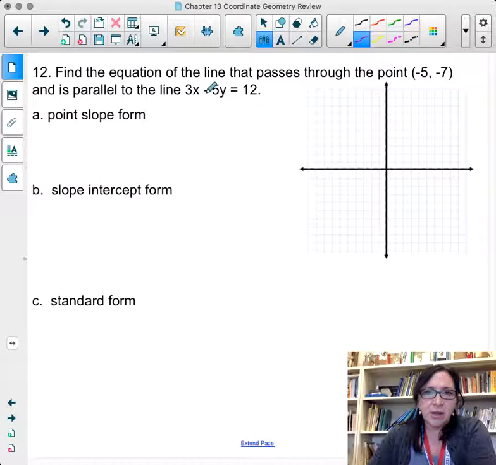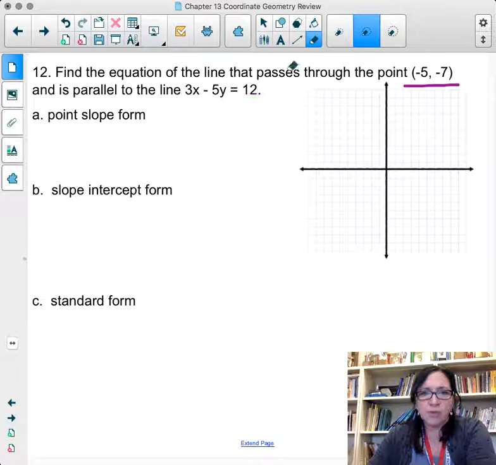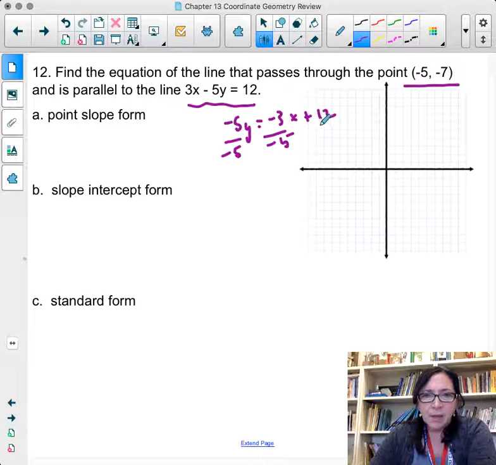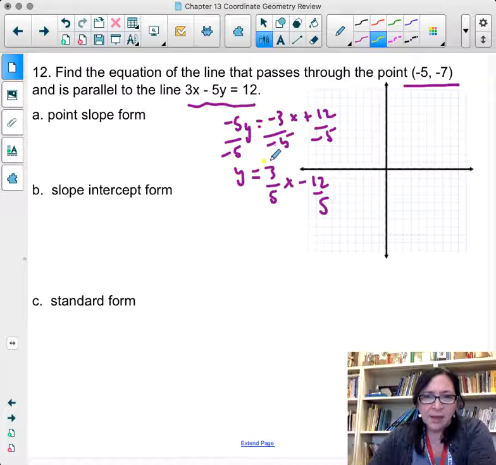Next question says, find the equation of the line that passes through this point and is parallel to this. Again, if it's parallel, we're going to steal that slope. So I want to steal the slope from this. So we're going to do that first. So we have negative 5y is equal to negative 3x plus 12. I'm going to divide everything by negative 5. And I'm going to get y is equal to 3 over 5x minus 12 over 5. All I want is this slope. That's what I want, is that one thing.